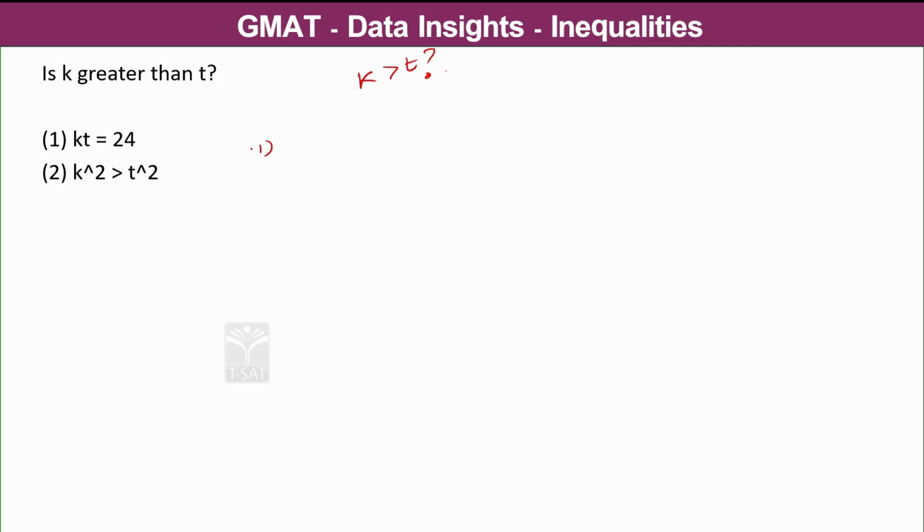The first statement is kt equals 24. Here it can be anything, k can be 1, t can be 24, then k is obviously less than t, but k can also be 24 and t can be 1, then k is greater than t. So, we can definitely not say whether or not it is greater than t, therefore, this statement is insufficient to answer the question.